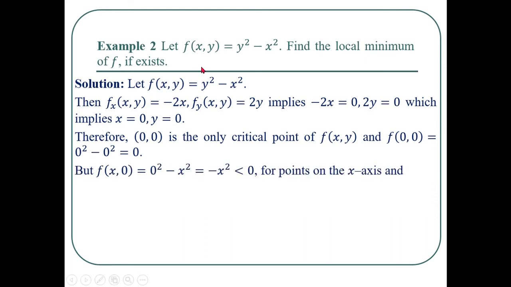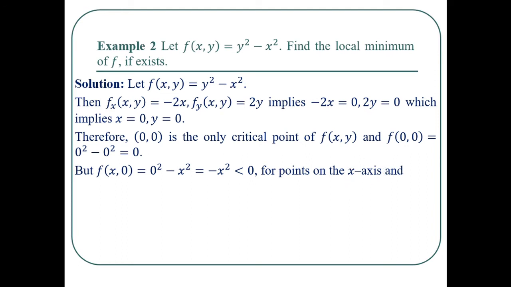Now see, when we substitute y equal to 0, we will get f of x, 0 equal to 0 square minus x square, that is minus x square, which is always negative for every positive or negative value of x. For every non-zero value of x, we get f(x, 0) always negative. Means f of 1, 0 is minus 1, f of 2, 0 is minus 4, f of 3, 0 is minus 9, and so on. Means this function has negative values for points on the x axis other than the origin.